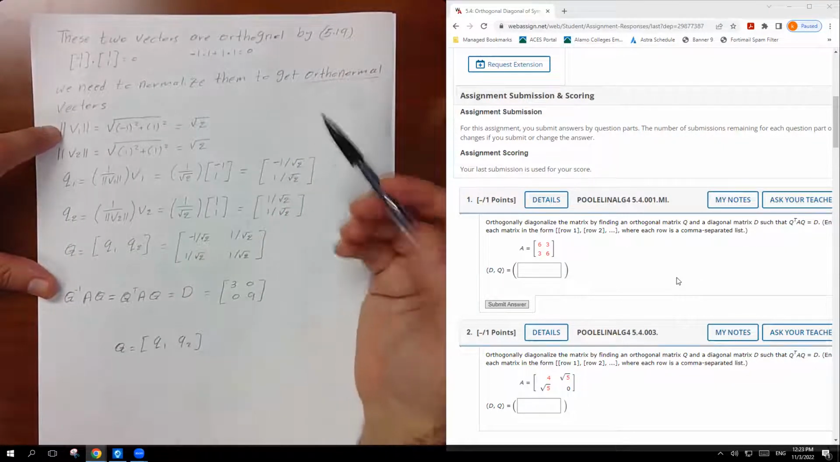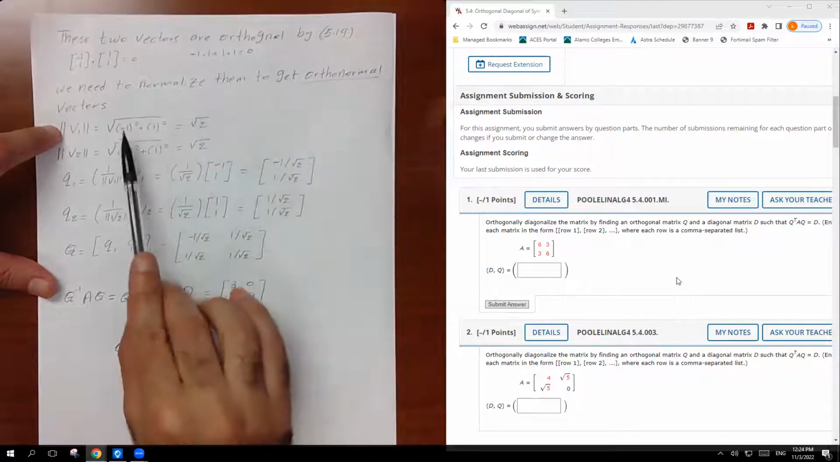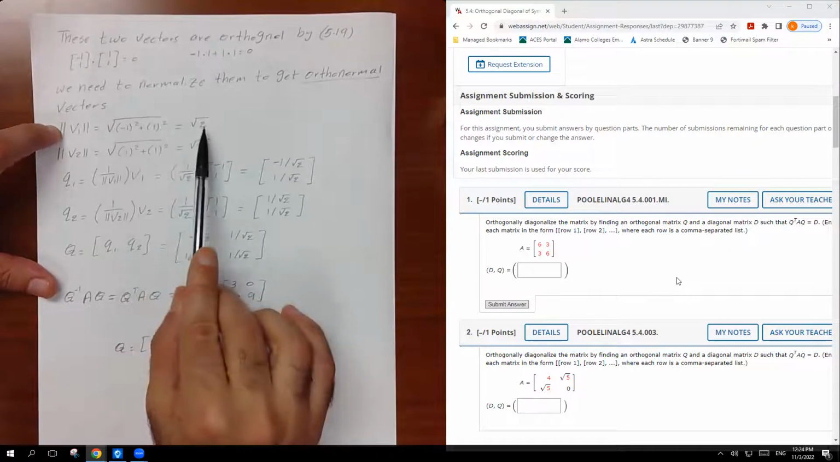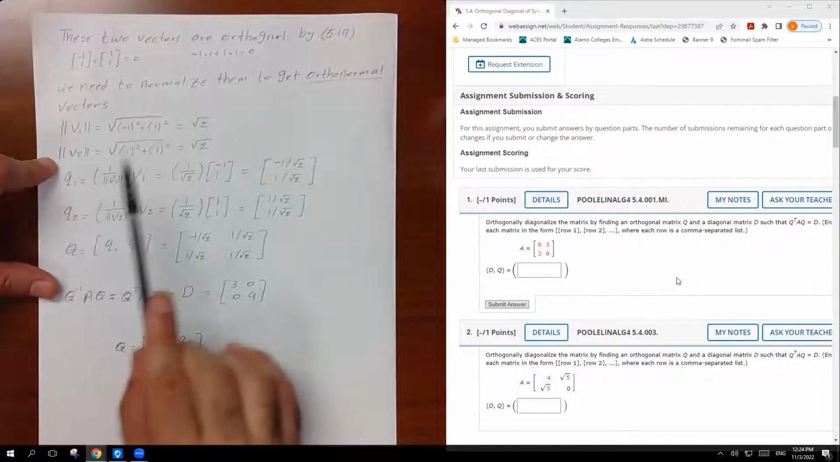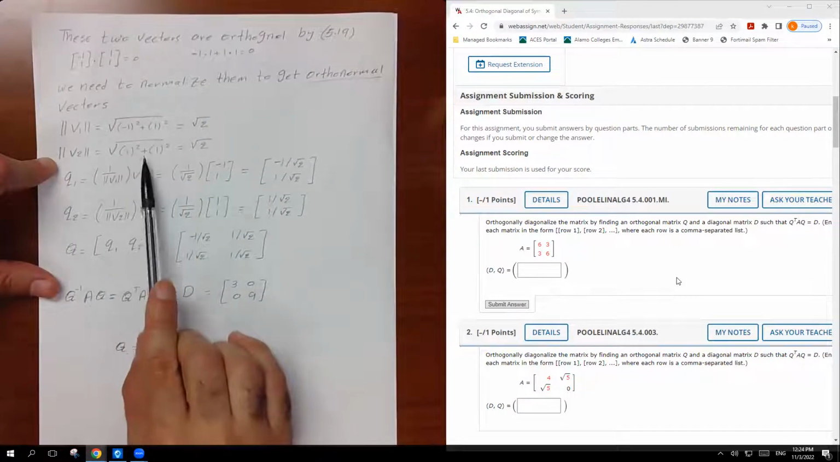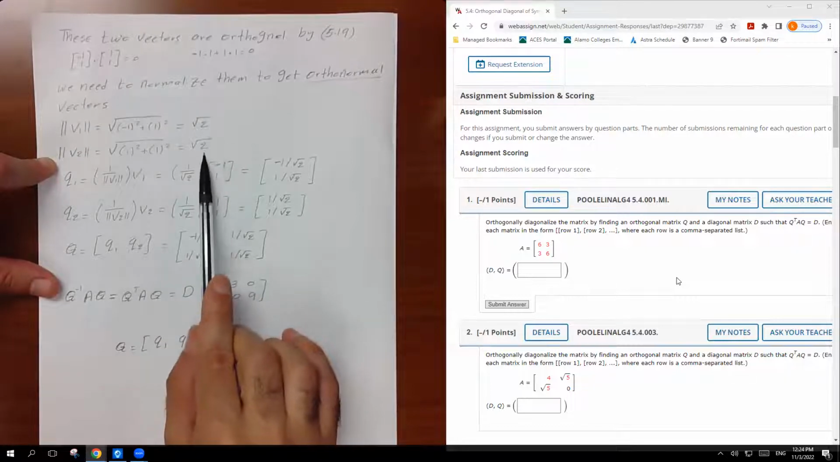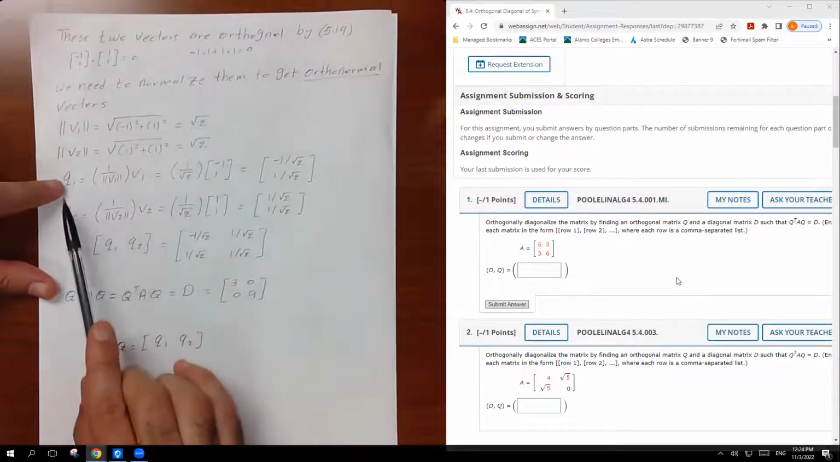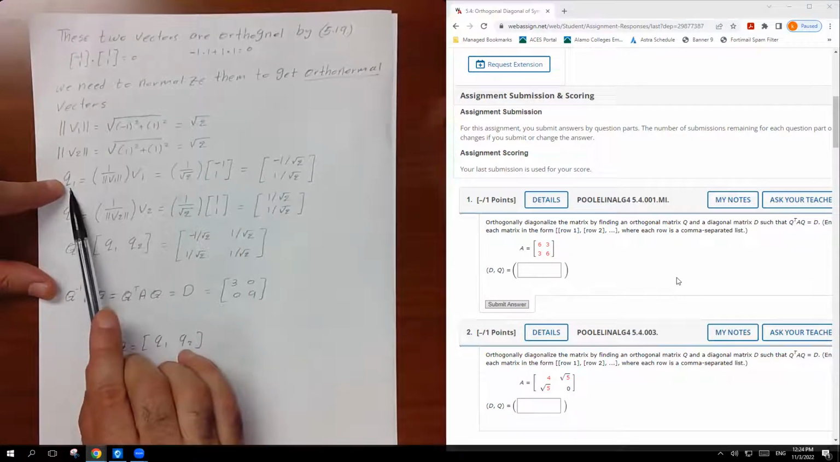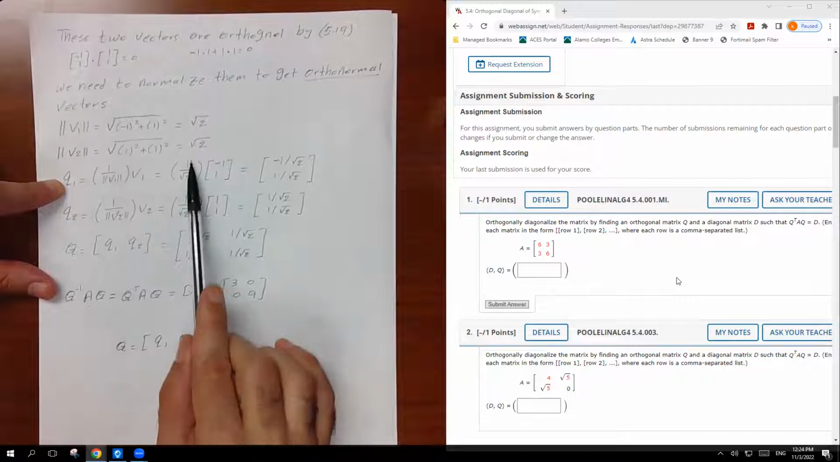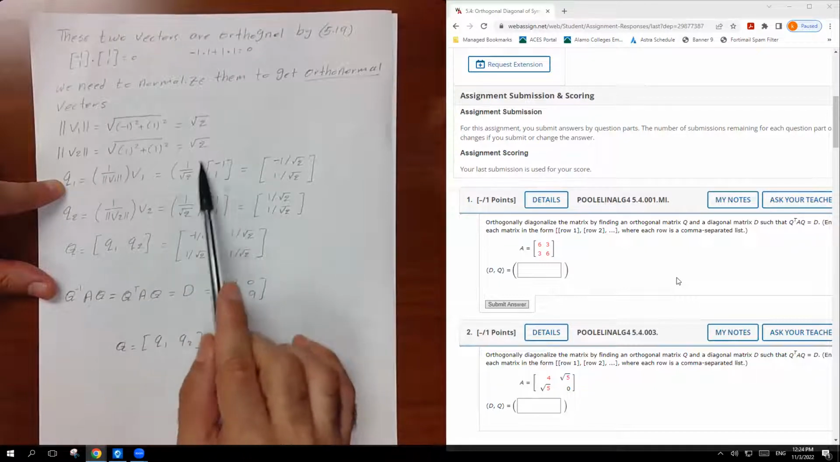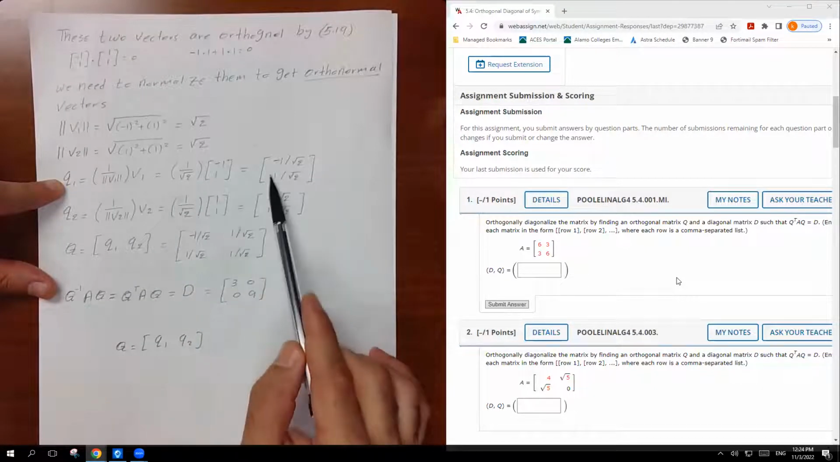Now, the length of V1 is going to be the square root of -1 squared plus 1 squared, which equals square root of 2. The length of V2 is going to be the square root of 1 squared plus 1 squared, equal to square root of 2. That means to normalize, Q1 is 1 over the length of V1 times V1, 1 over square root of 2 times V1, (-1, 1). Here is the first vector.